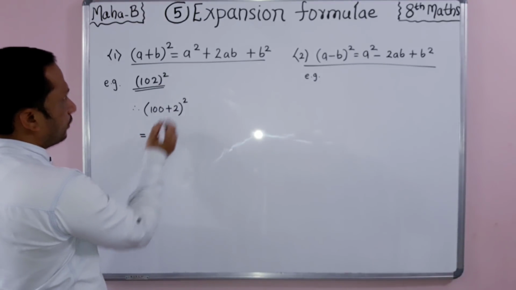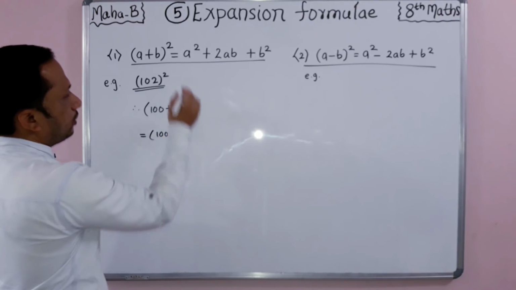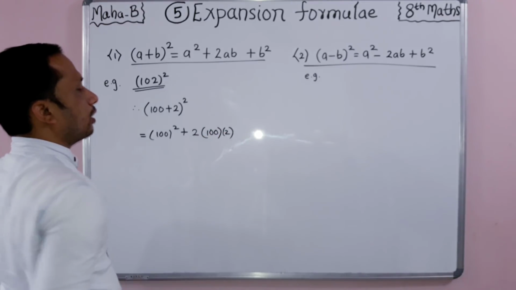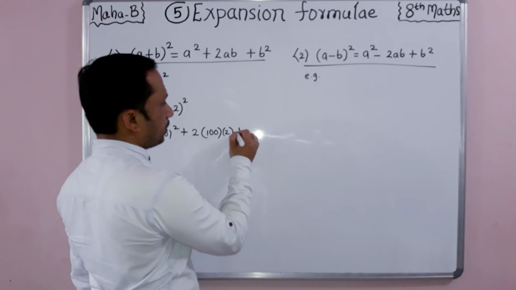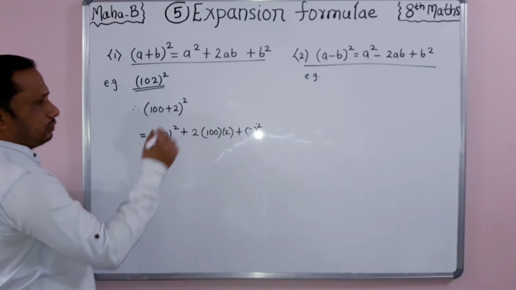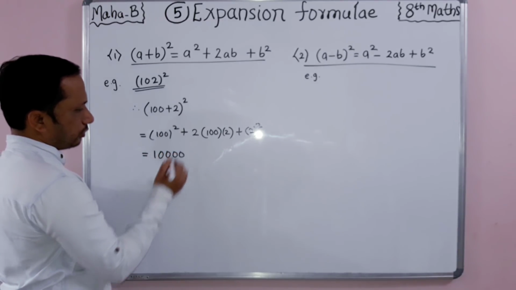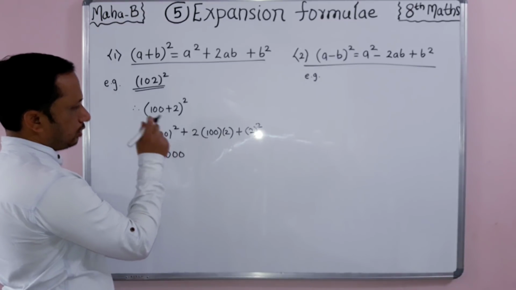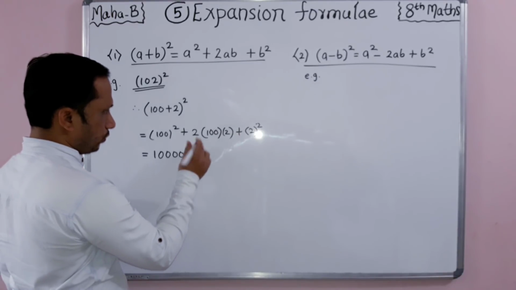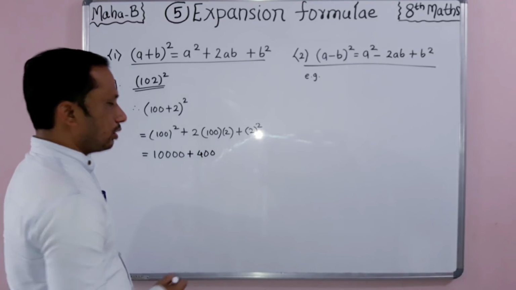You will get first a square, meaning 100 square, then second 2ab, meaning 100 into 2, and plus b square, meaning plus 2 square. Now solve this. 100 square is 10,000, two zeros each, so 100 into 100 has 4 zeros. Then 2 into 2 is 4 and 2 zeros, it is 400. And the last is 4.